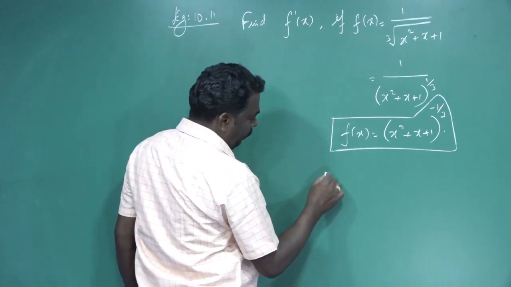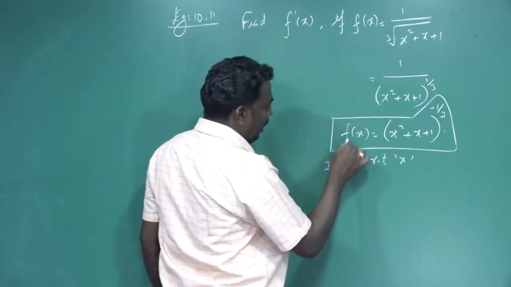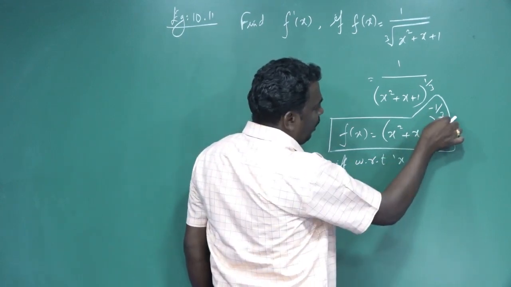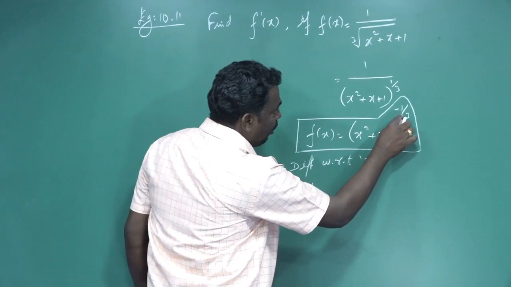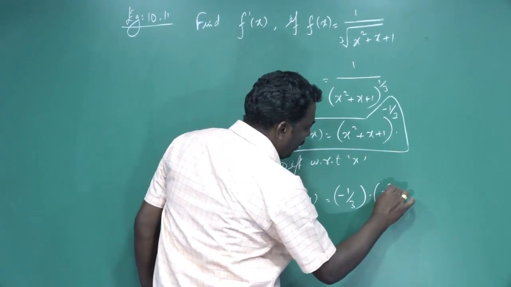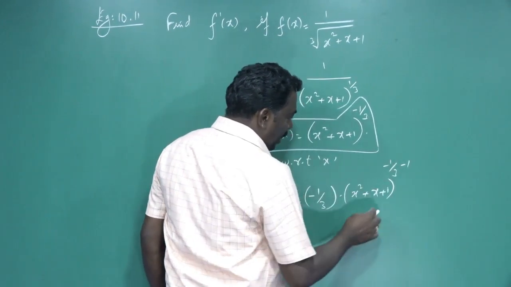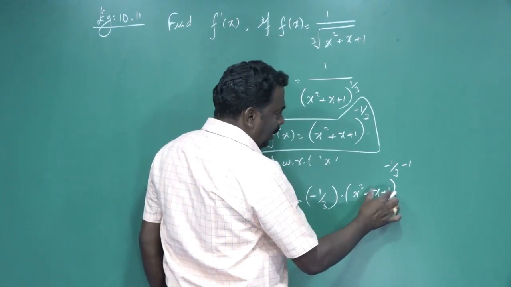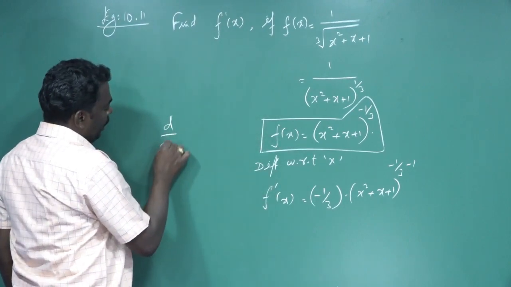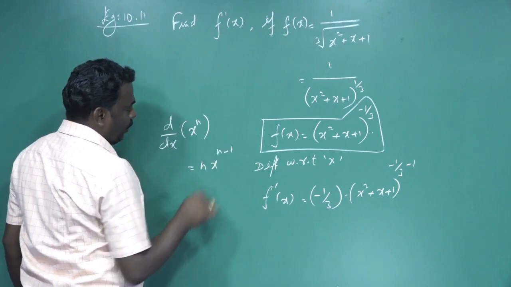Differentiation with respect to x, the f of x becomes f dash of x. Now x power n form, that is n equal to minus 1 by 3, into (x square plus x plus 1) whole power minus 1 by 3 minus 1. It is n into x power n minus 1. We know the differentiation formula, d by dx of x power n, we can write as n into x power n minus 1.